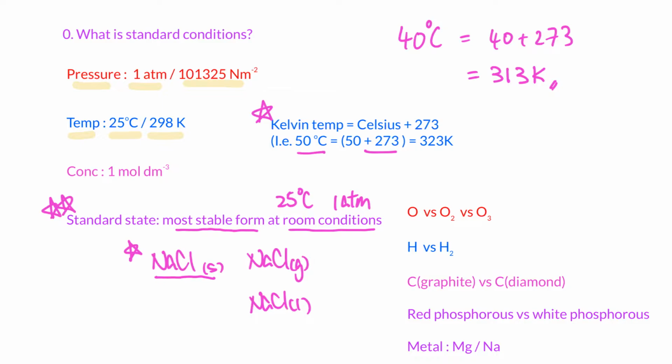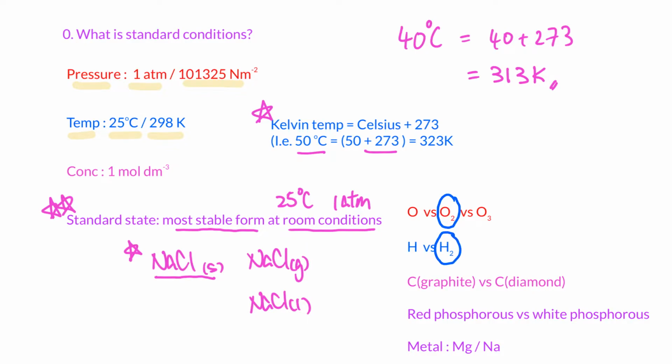But for the others, I'll just have a look at some examples on the right hand side. For example, for oxygen, which one would be more stable, O2 or O3? Obviously the answer is O2. In the air, it will be a molecule form instead of single monoatomic molecules, and it won't be ozone as well.